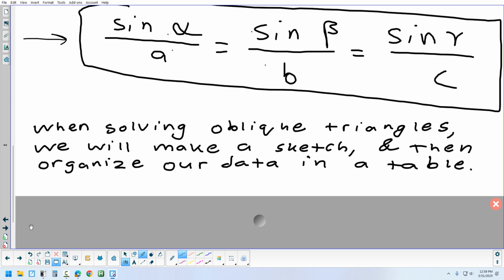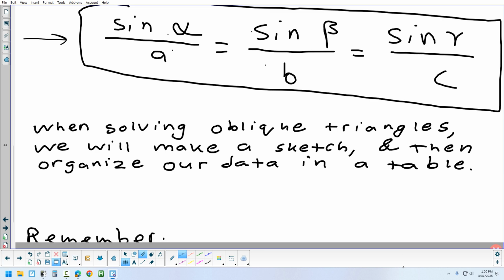So the way we'll set everything up, first we'll make a sketch. The sketch is just going to help us know what kind of triangle you're working with. Then we're going to put all our data in a table. The table is going to look just like this. Does that remind you of anything we've done before? Yeah, the cosine, the tangent, all that stuff. And this third one right here was always the right angle. Well, this week, it's gamma.